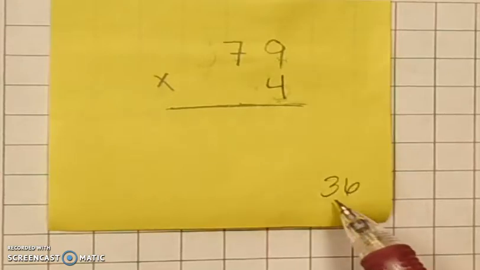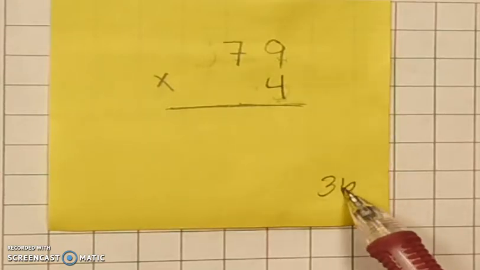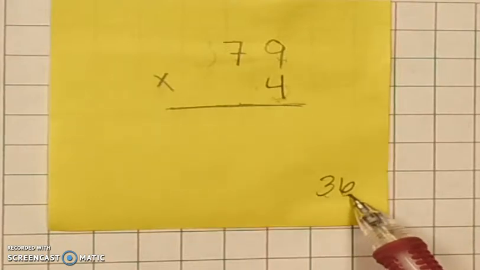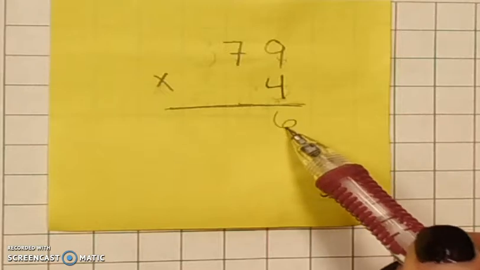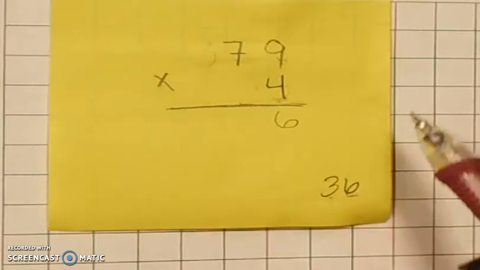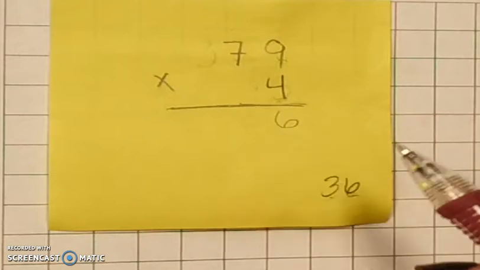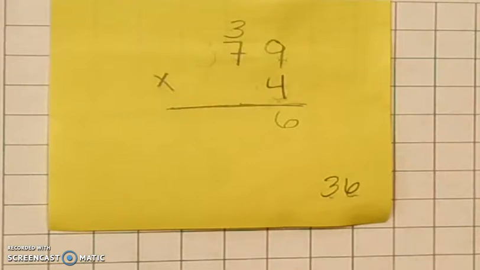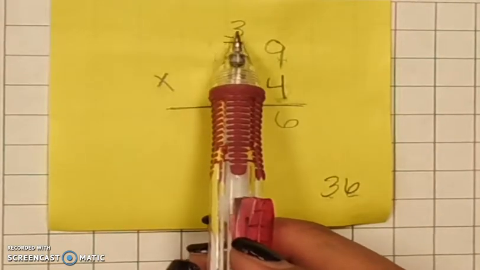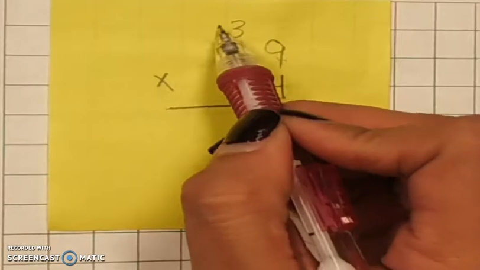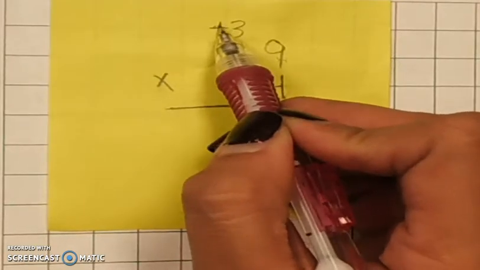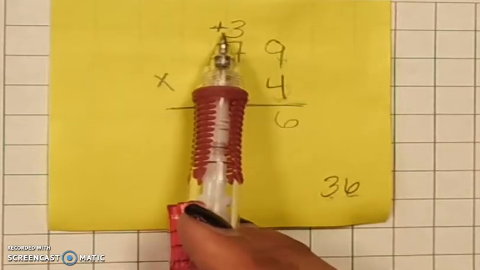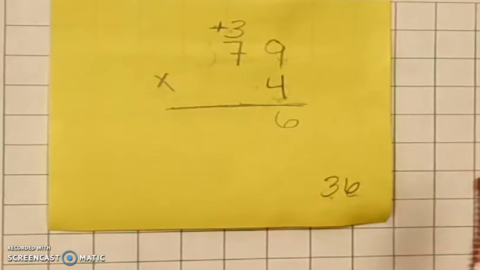I have to look at my number 36 and think, I have 6 ones and 3 tens. So my 6 is going to go in the ones place, and my 3 tens are going to come up here to the tens place. I'm going to have to regroup them. And what I like to do to remind myself about these 3 extra tens, I like to add a little tiny plus sign up here, so that after I multiply, I remember to add my extra numbers that I regrouped.